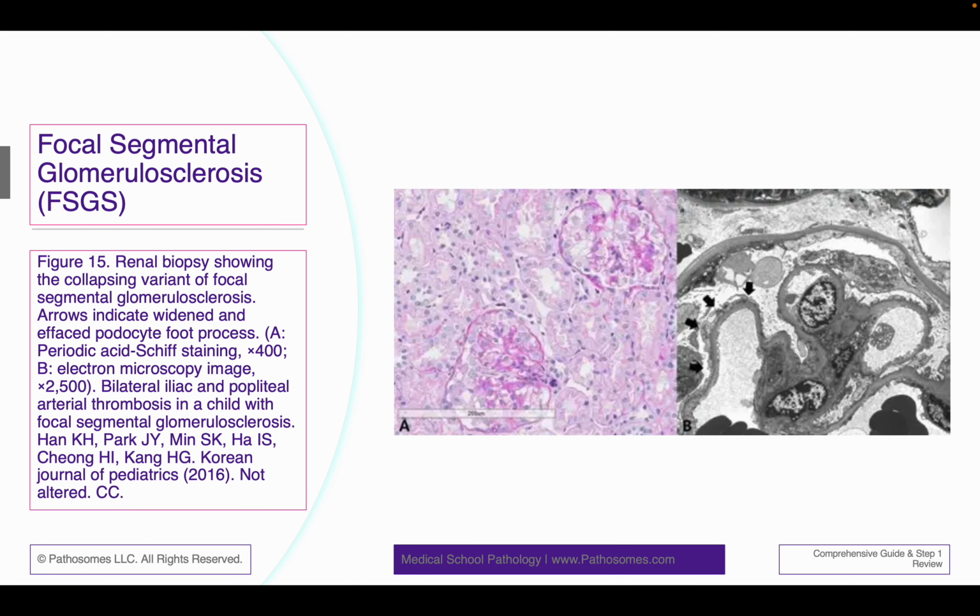Now here to the right, we have a renal biopsy showing the collapsing variant of FSGS. And these arrows here indicate a widened and effaced podocyte foot process. B is the electron microscopy from that same glomeruli.